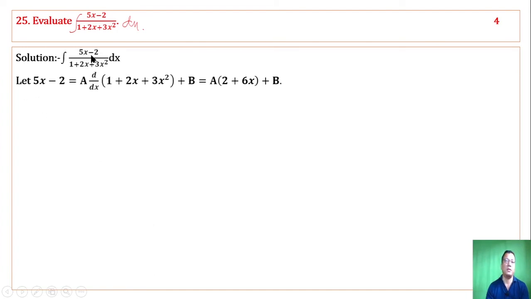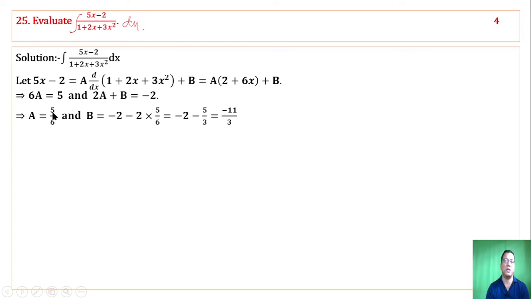Linear by quantity. Its form is numerator equal to a times derivative of denominator plus b. Equating on both sides, we get coefficient of x is 5, coefficient of x is 6a, and equating the constant term on both sides, for this minus 2, for this twice a plus b, which gives a equal to 5 by 6, and putting this value in this equation, we get b equal to minus 11 by 3.